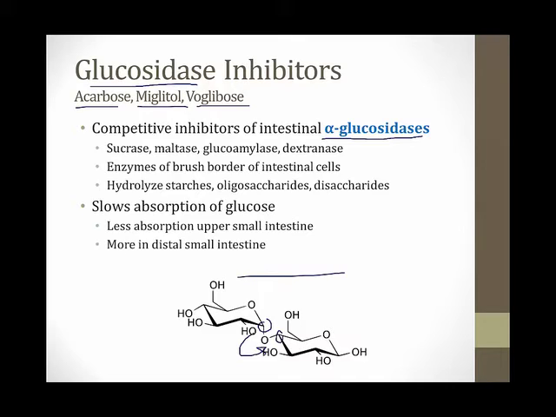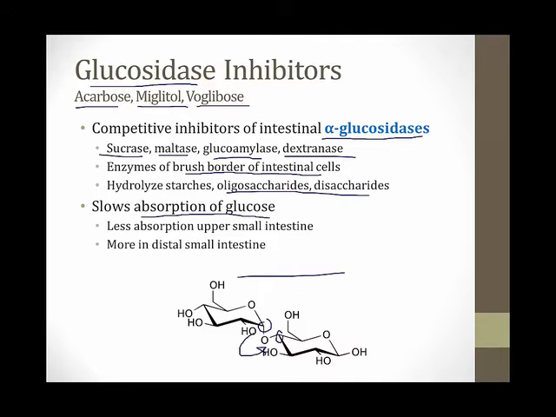The enzyme that hydrolyzes maltose is called maltase, but there are other glucosidase enzymes like sucrase, which hydrolyzes sucrose, also glucoamylase and dextranase. All of these are found in the brush border of intestinal cells, and they all hydrolyze starches, oligosaccharides, and disaccharides, as I just explained. The result of this inhibition will be a slowing in the absorption of glucose. As you know, you can't absorb glucose when it is bound to other molecules. It must be broken off into a glucose molecule.